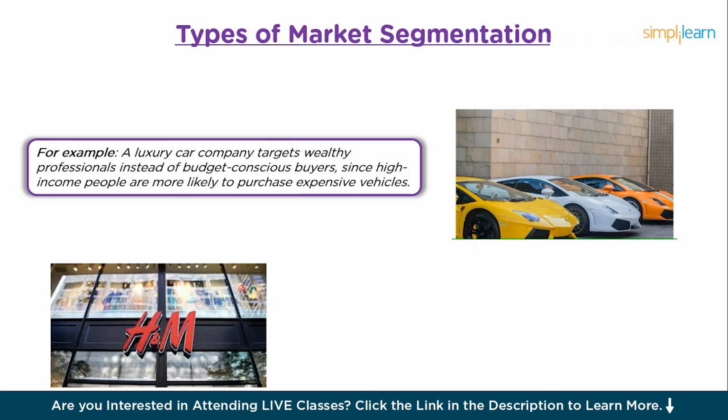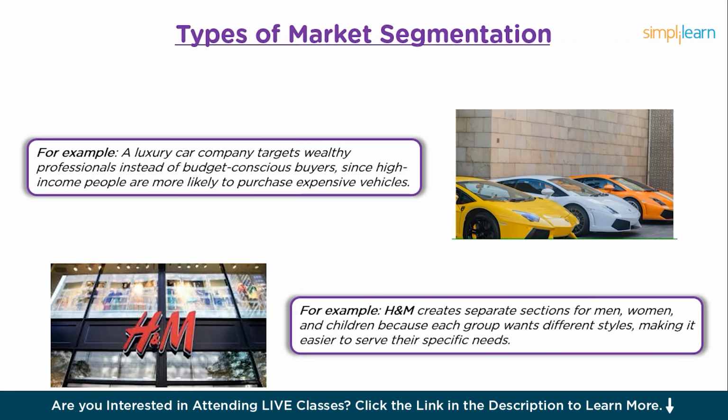Now another example I'll give you, which is of H&M, a clothing brand, has separate sections for men, women and children because the clothes they want are very different. Now this makes it easier for them to provide the right styles for each group. So this was the first type of market segmentation we discussed, which is the demographic.